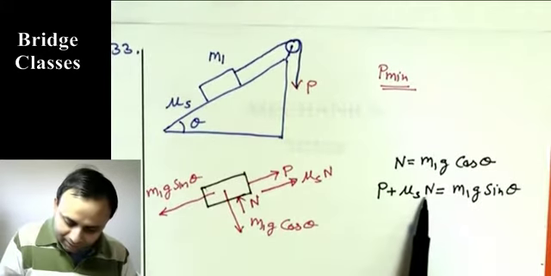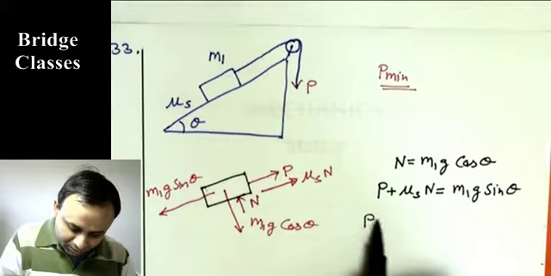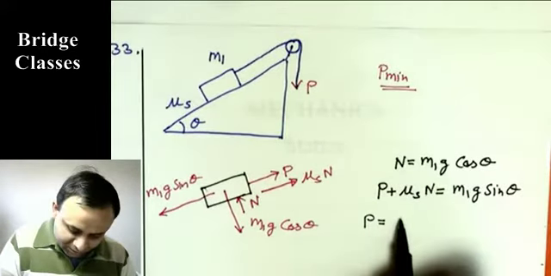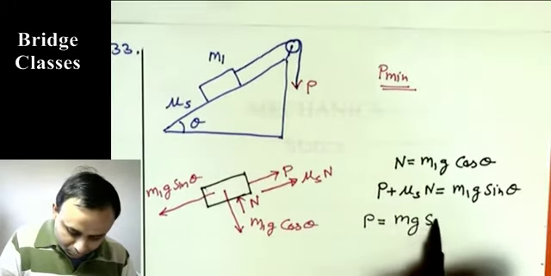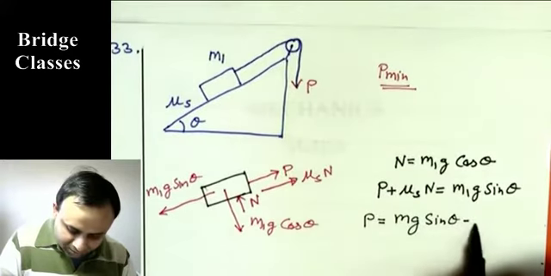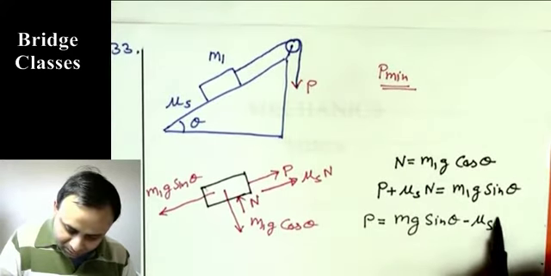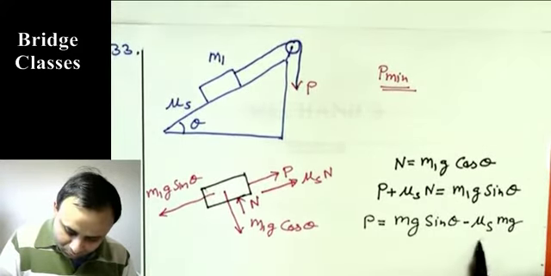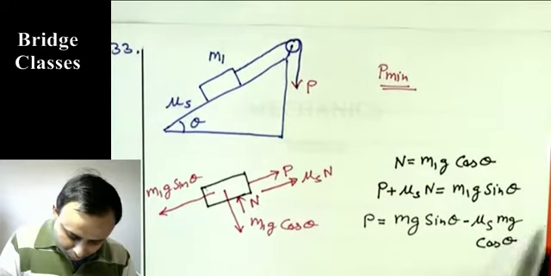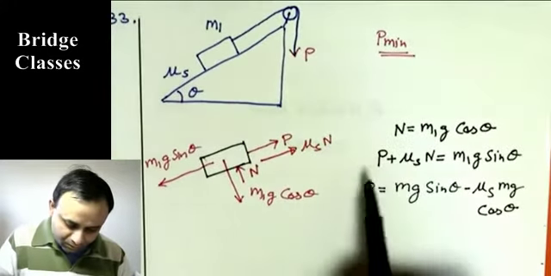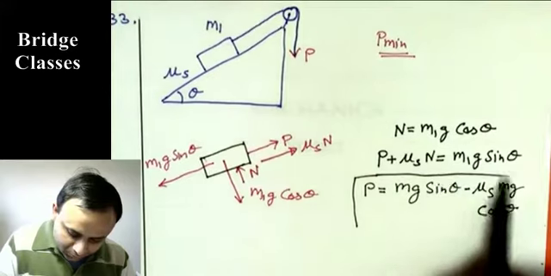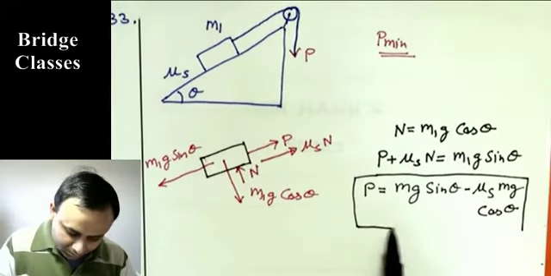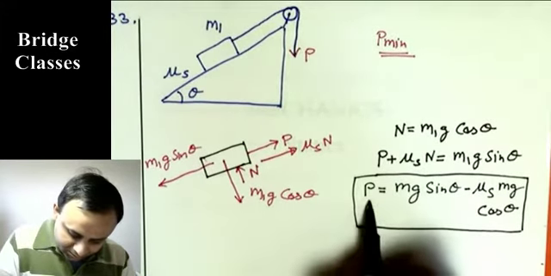And you can substitute N here, and you get P is mg sin theta minus mu s mg cos theta. Okay, so this is the minimum force that has to be applied to keep the body at rest. This is minimum.